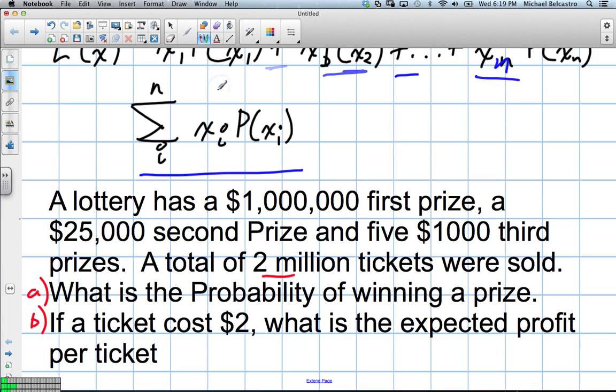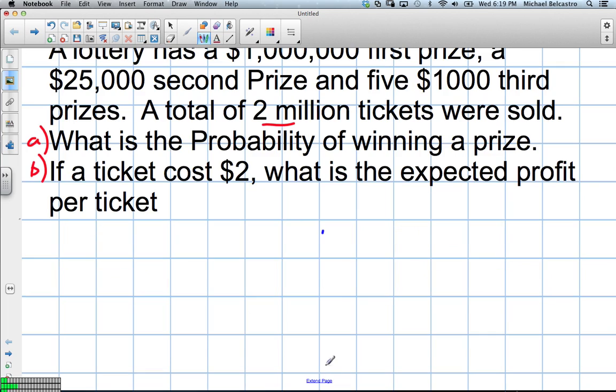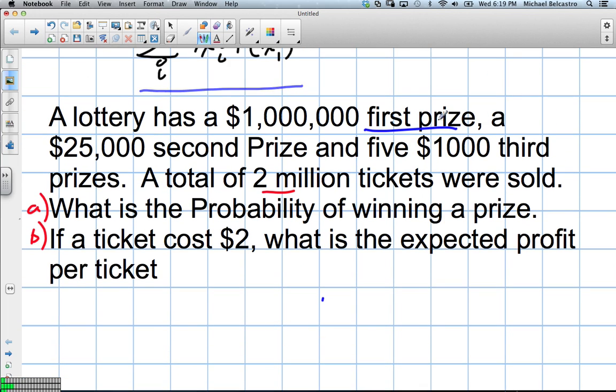The question asks us, a lottery has a $1 million first prize, so one prize of $1 million, a $25,000 second prize, and 5 $1,000 third prizes, with a total of 2 million tickets sold. What is the probability of winning a prize in this lottery?